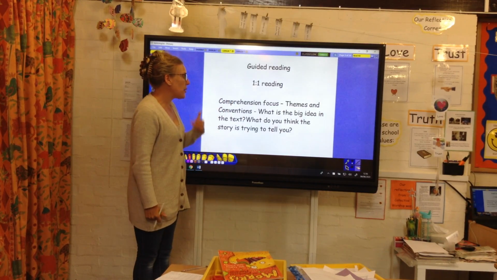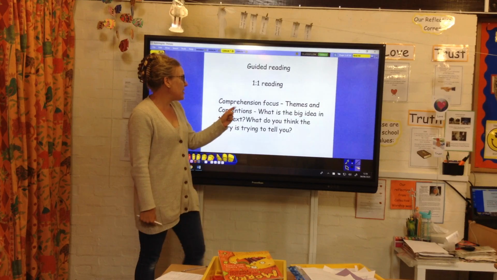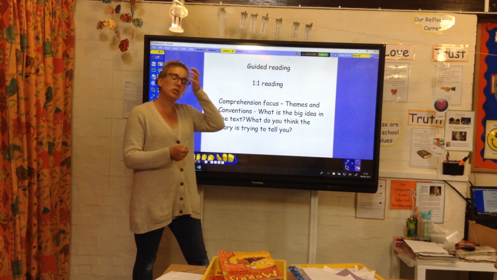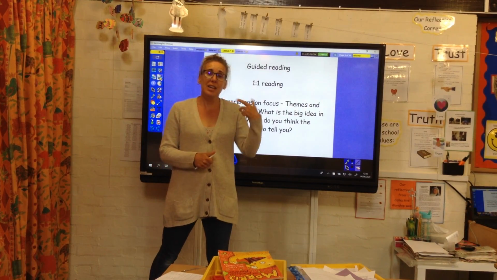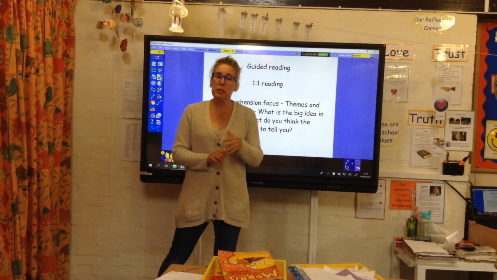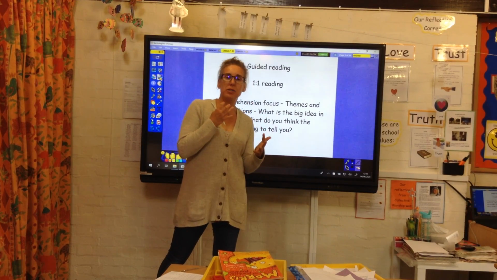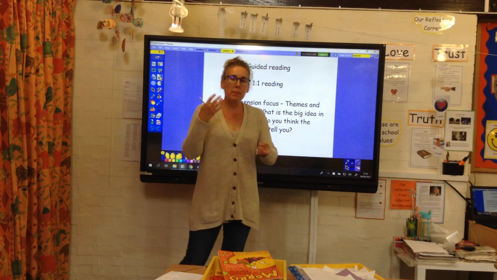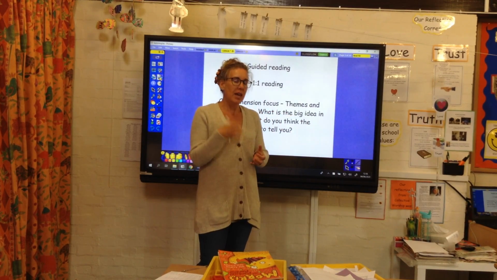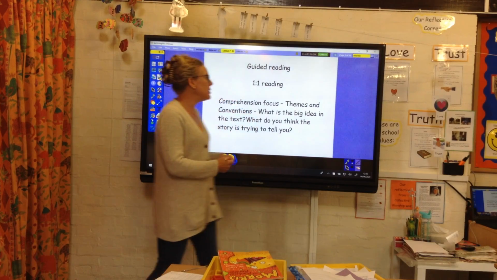Right, guided reading, so again do your one-to-one reading. And then today, what's the big idea in the story? What do you think the author is trying to tell us? So we have thought about that already this week. So think about a story. What do you think maybe is the message behind the story? Is there something going on that you need to think about?